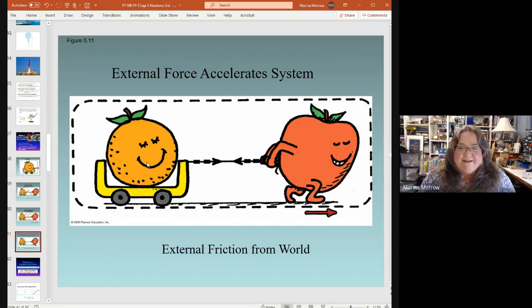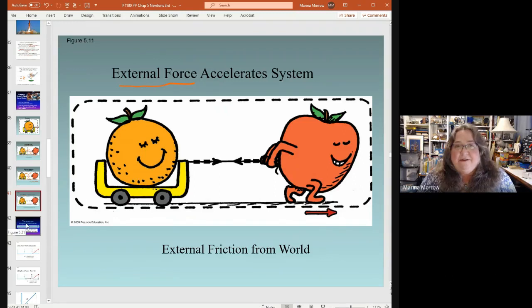So now we've got a system, and now the external force is the force from the world. So the apple is pushing on the earth, and the earth is pushing back on the apple, and that force allows the apple to continue moving and pushing the orange along. So again, we need an external force to accelerate this system. Internal forces won't accelerate. We'll talk about that a little bit more in another one also, the next chapter.